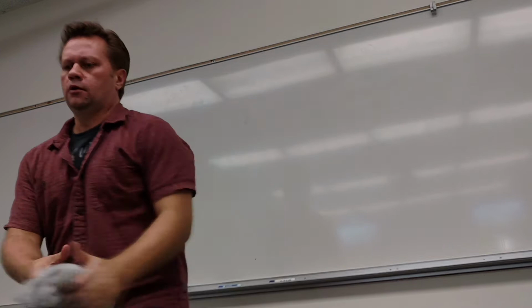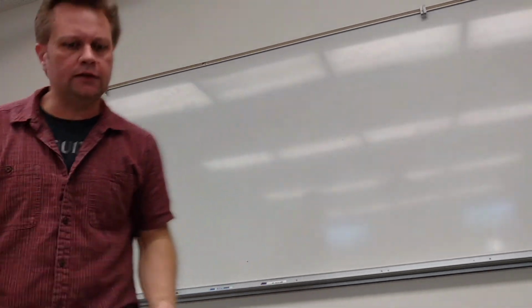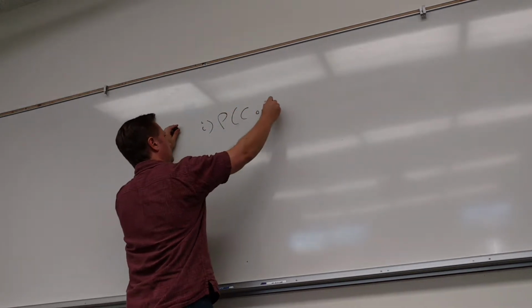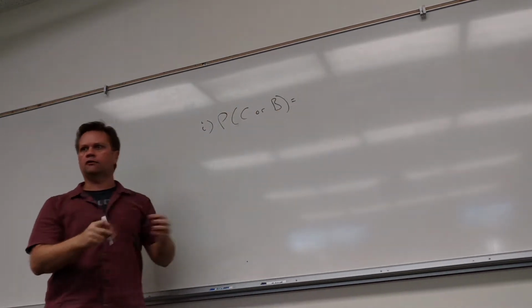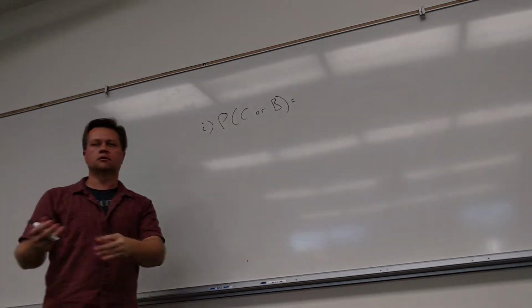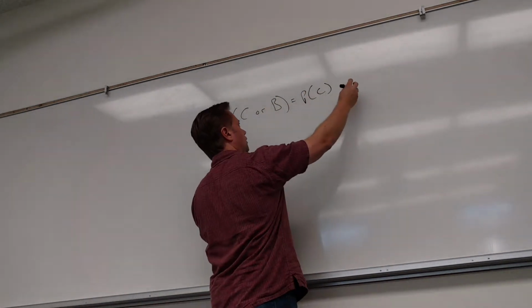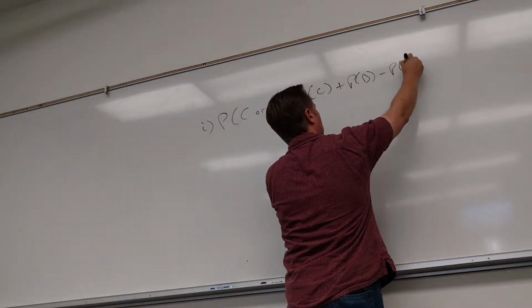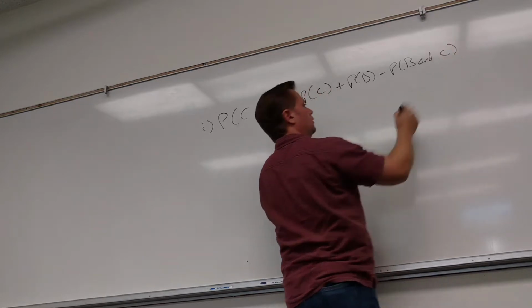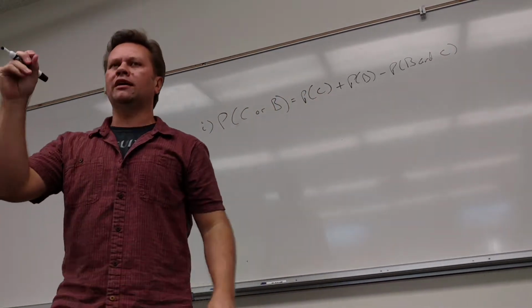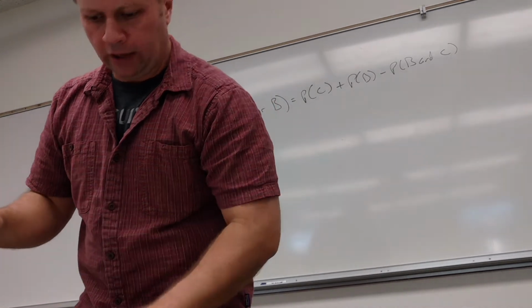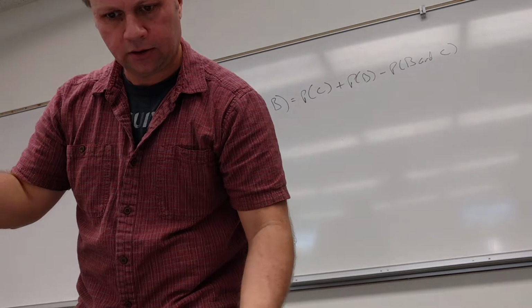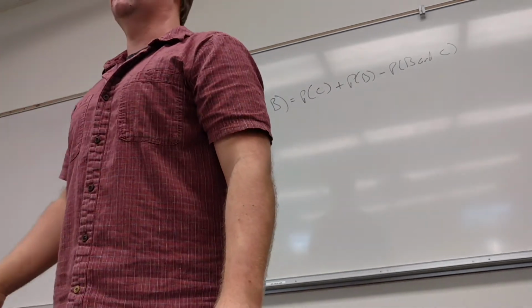If I ask you, this one says, what's the probability of C or B? Without even knowing a thing about what C or B is, I can write the formula down. What's the formula? Probability of C plus the probability of B minus the probability of C and B. And by the time you got into part I of this problem, you have figured out probability of C, probability of B, and the probability of C and B.